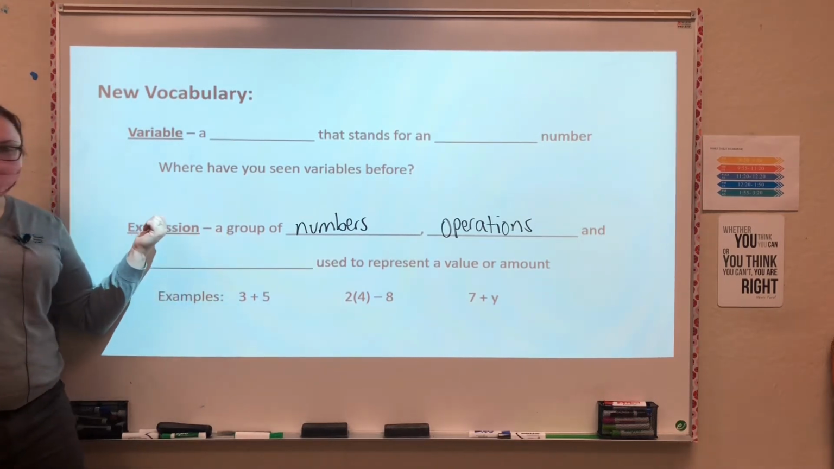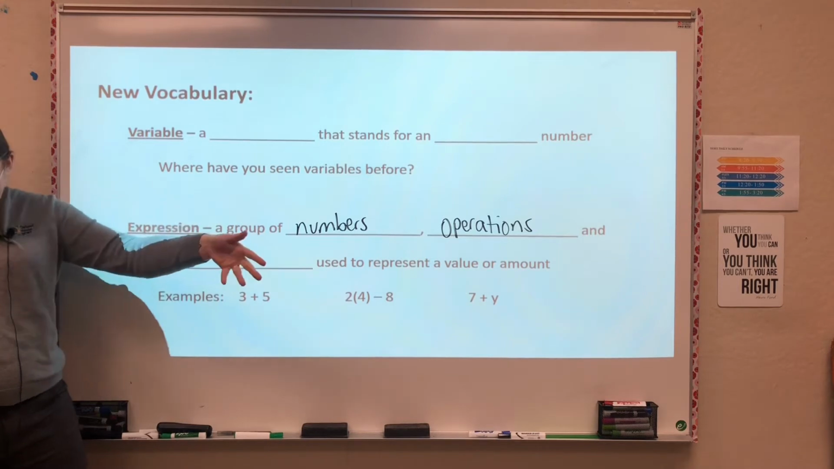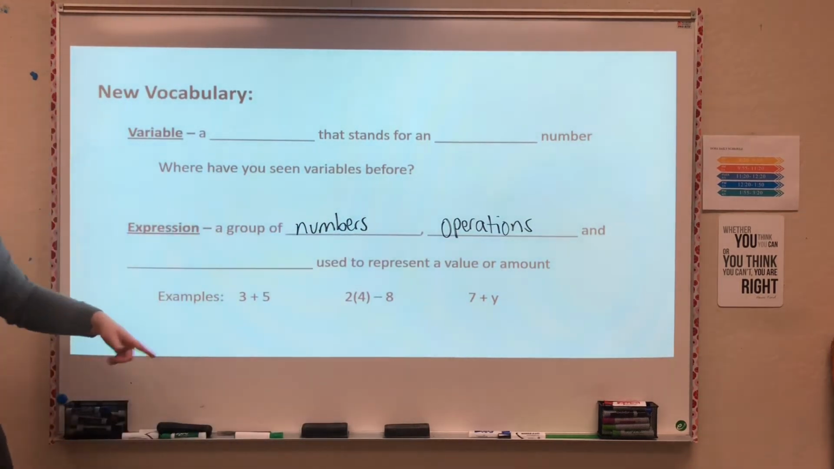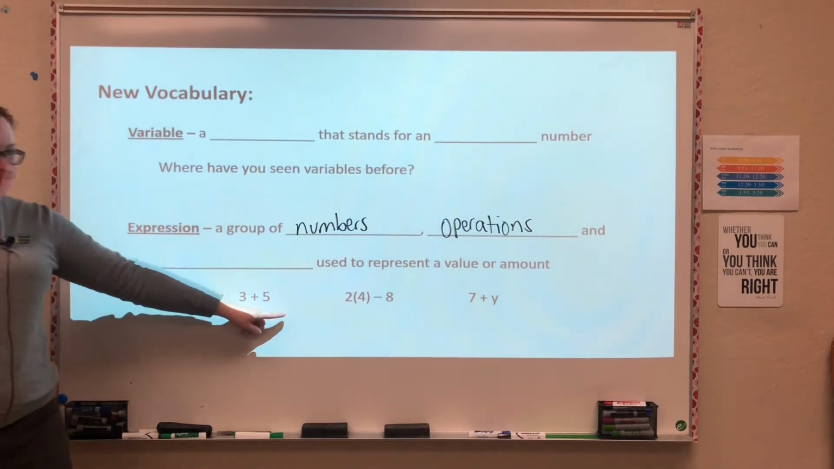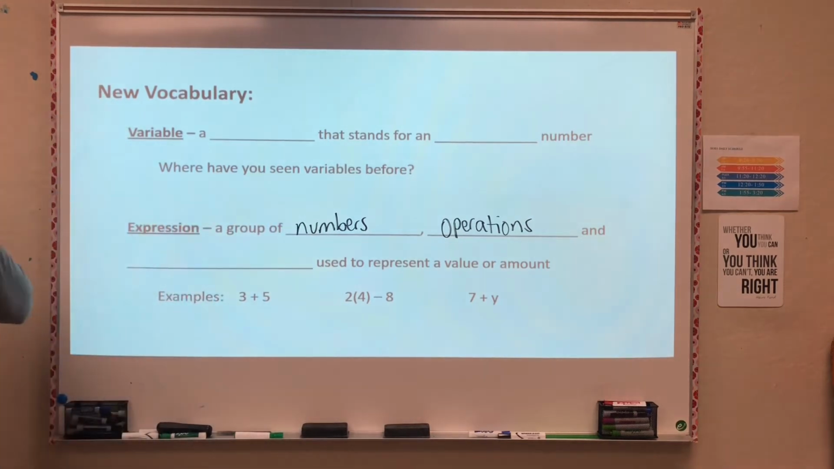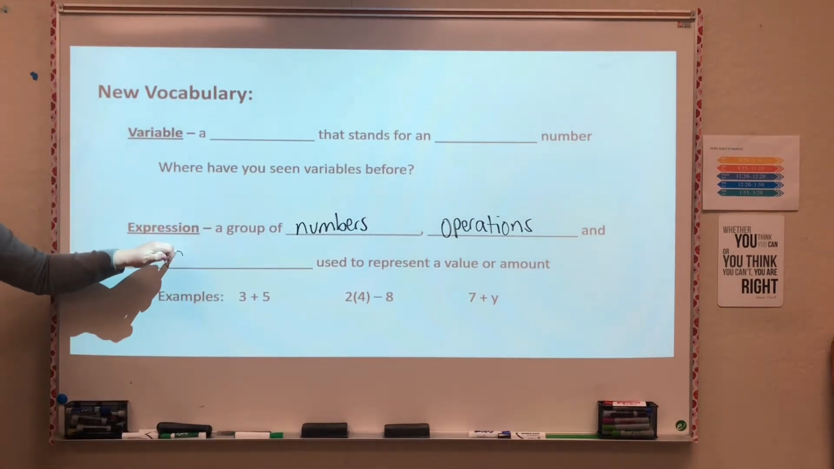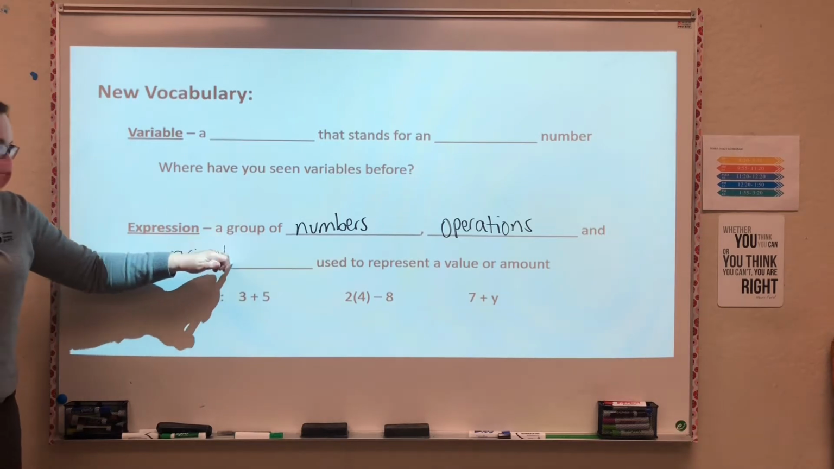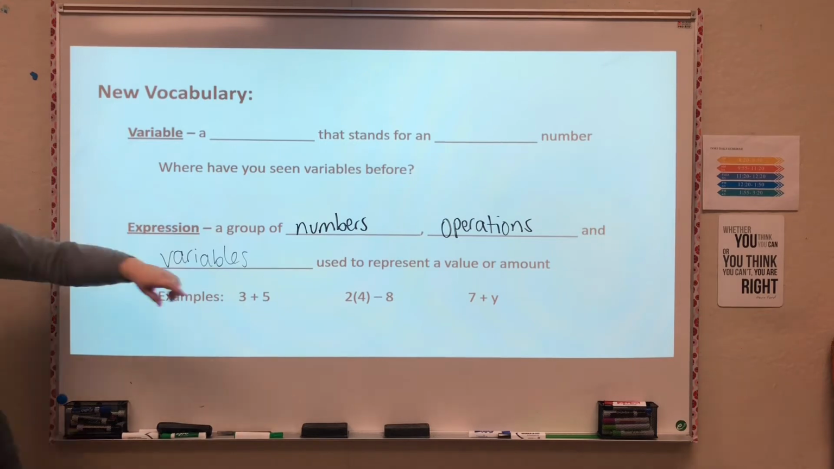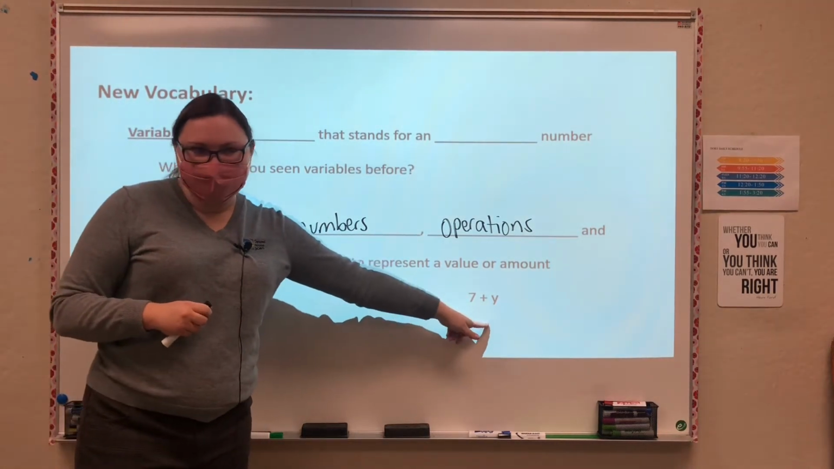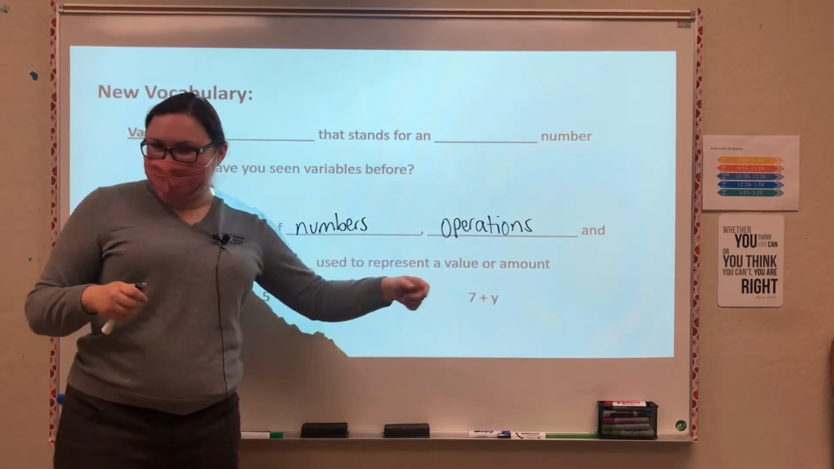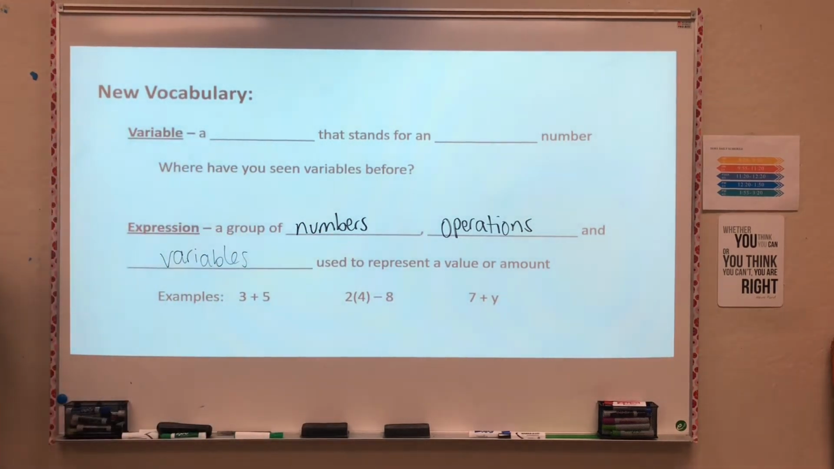So when we were talking about expressions earlier, you were writing math problems that had numbers and operations in them. You were giving me stuff that looked like this, to represent those story problems. We're adding in the last part of that today, and that is variables. Another example of an expression could be 7 plus y. It's the same idea. It's got a number, an operation, and a variable, a letter.